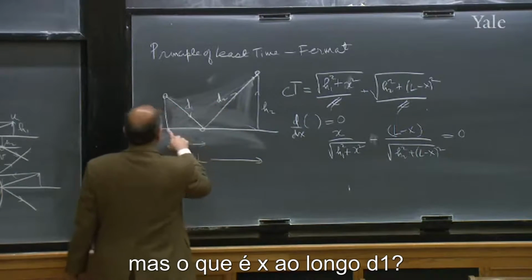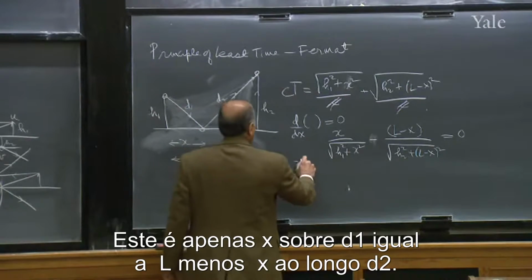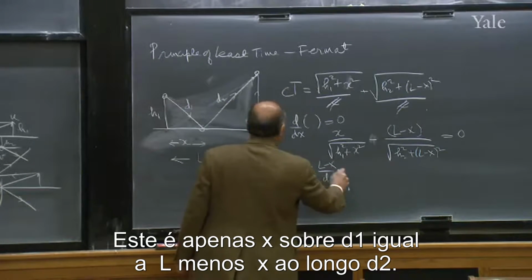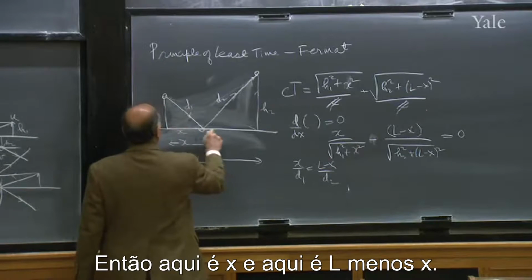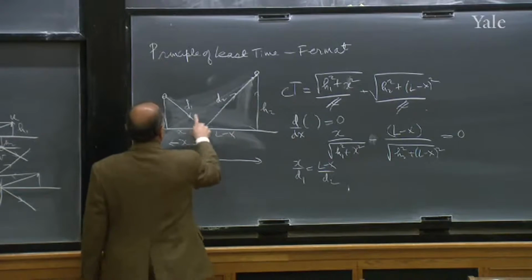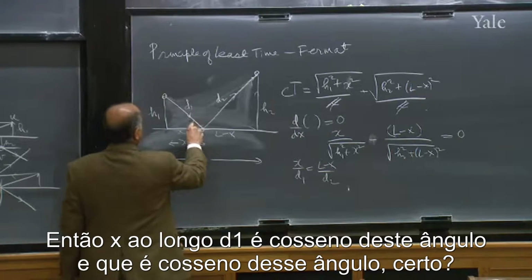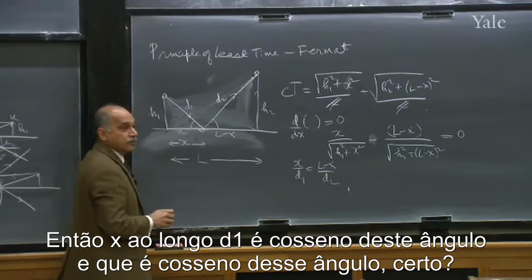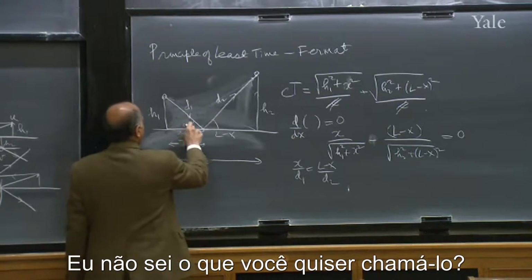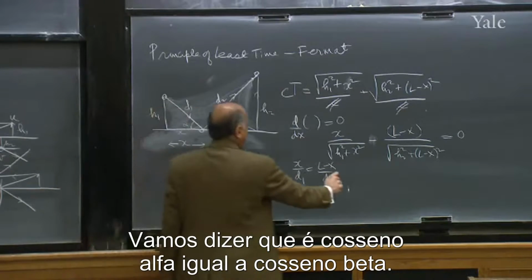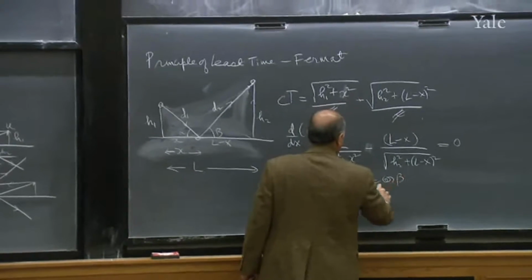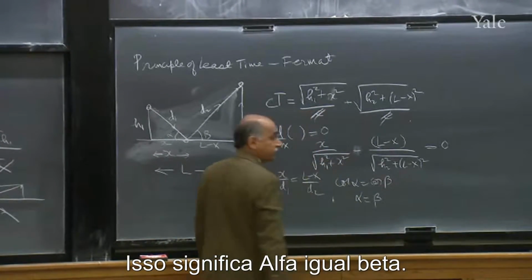But what is x over d1? This is just x over d1 is equal to (L minus x) over d2. So here is x, and here is L minus x. So x over d1 is cosine of this angle, and that is cosine of that angle. Right? So I don't know what you want to call it. It says cosine alpha is equal to cosine beta. That means alpha is equal to beta.